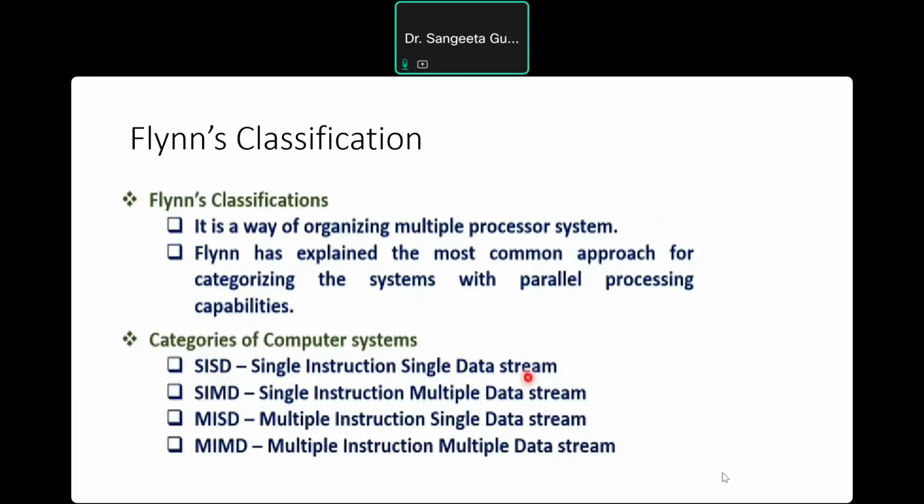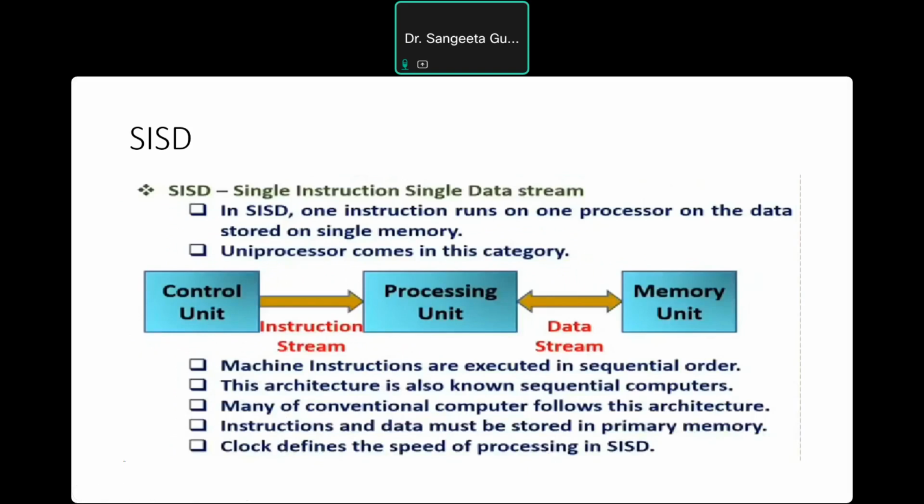The categories of computer systems as introduced by Flynn are SISD, that represents single instruction, single data stream. The second one is SIMD, that represents single instruction, multiple data stream. The third one is multiple instruction, single data stream, that is MISD. And the fourth one is MIMD, which represents multiple instructions, multiple data stream. So let us look into the details of each of these classification techniques.